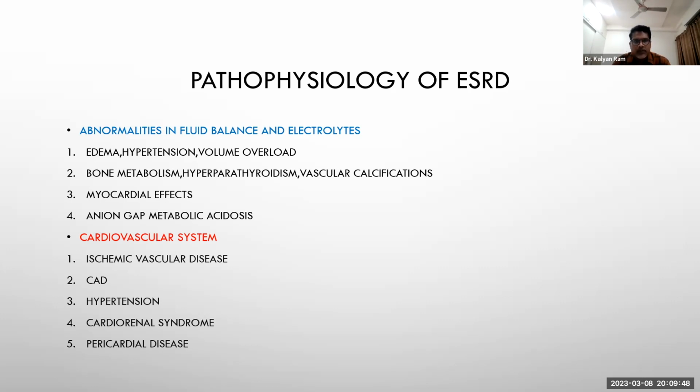Coming to the cardiovascular system, end-stage renal disease has a significant effect on it. In fact, the most common cause of morbidity and mortality in end-stage renal disease is cardiovascular disease. It accounts for around 40% of the patients. Ischemic vascular disease occurs in these patients because there is an acceleration of atherosclerosis in all end-stage renal disease patients, which leads to not only coronary but also cerebrovascular and peripheral vascular disease. Occurrence of CAD is common in these patients, which presents as angina, myocardial infarction, or sudden death. It accounts for around 40% of the patients.